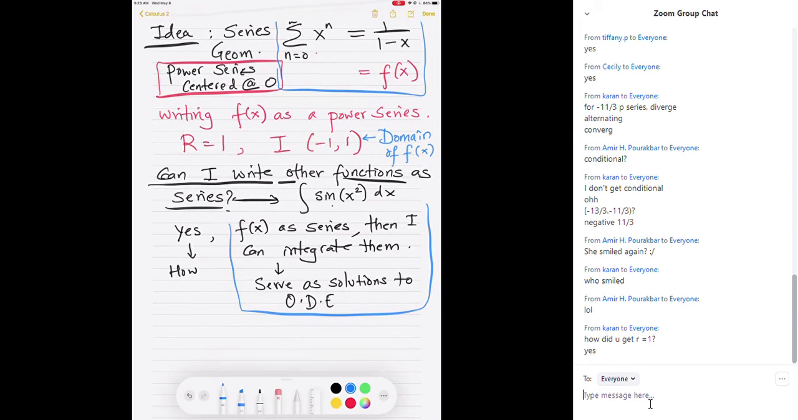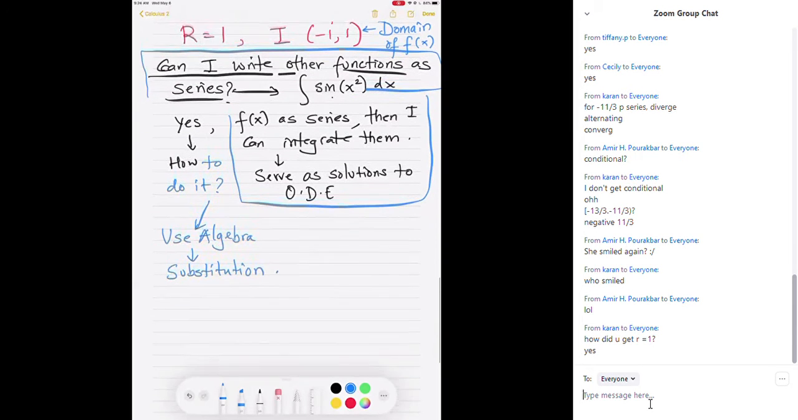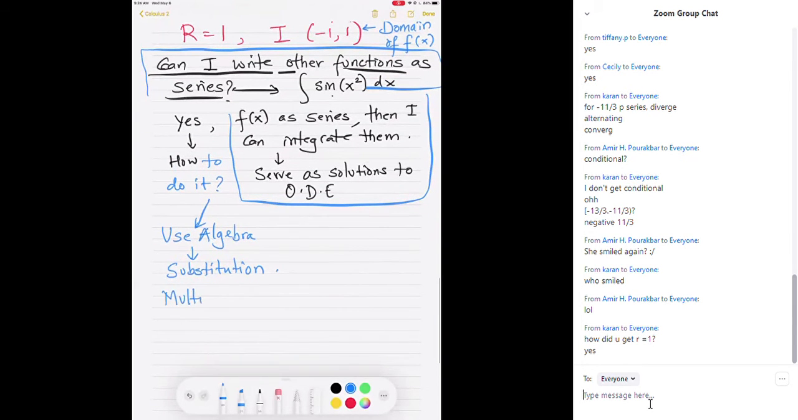We can write this function as a series. Can we write other functions as series? The answer is yes. Well, how do we do it? This is calculus. We have done this before. So I'm going to say we are going to use algebra. Algebra is a big word for me. So when I say algebra, I'm going to say substitution. I can multiply, divide series by a constant.